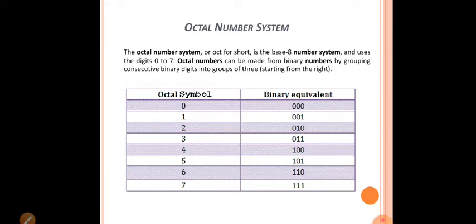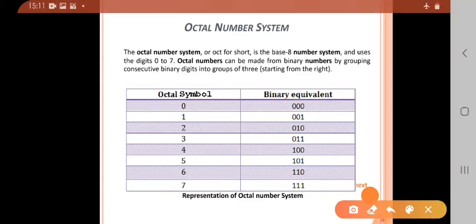Octal numbers can be made from binary numbers by grouping consecutive binary digits into groups of 3, starting from the right. Always keep in mind that you have to start from the right and go to the left. Now, one representation of octal numbers is given in the form of a figure, and I will explain it all.